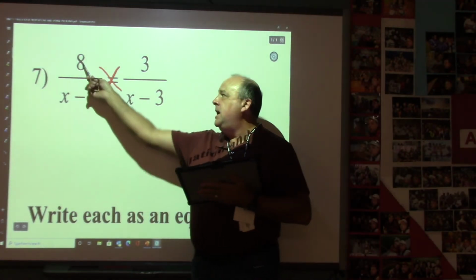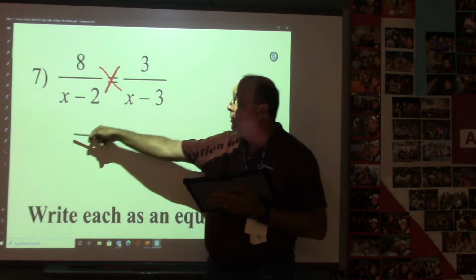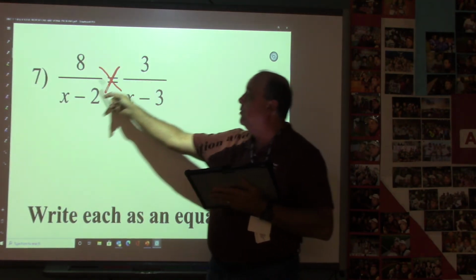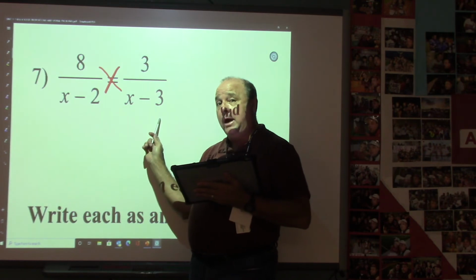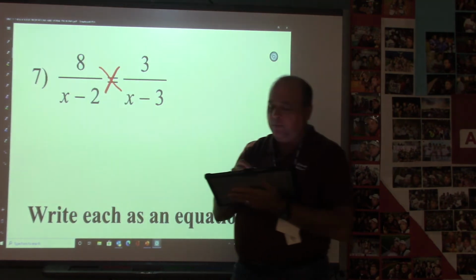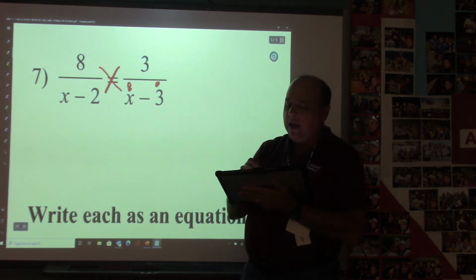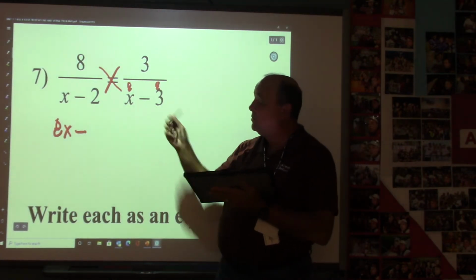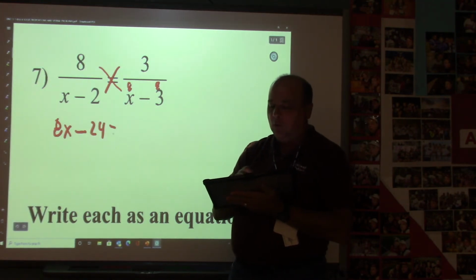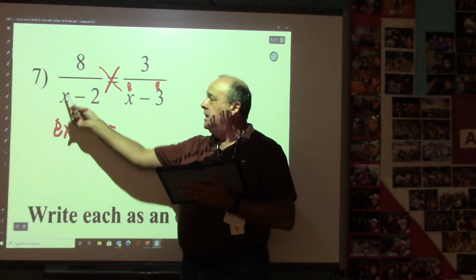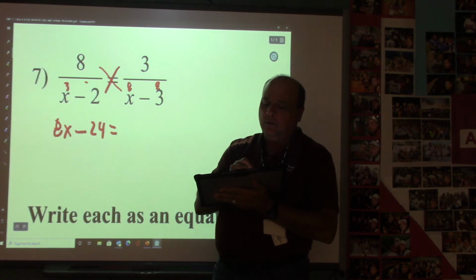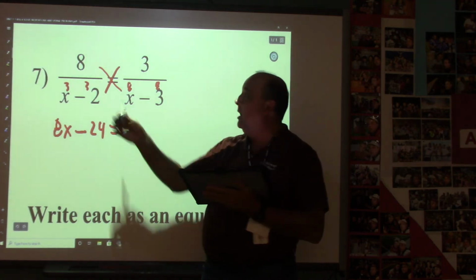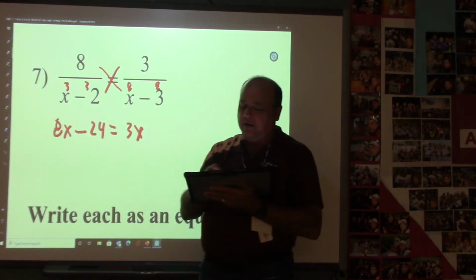I'm going to take the 8 and multiply times the x minus 3, put it on the left. Multiply the 3 times the x minus 2 and put it on the right. So I'm going to take my 8 and put it over the x and the 3. 8 times x is 8x. A positive times a negative is a negative, and 8 times 3 is 24. Equals 3 times x is 3x. And 3 times negative 2 is a negative 6.